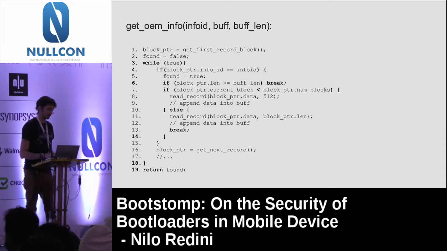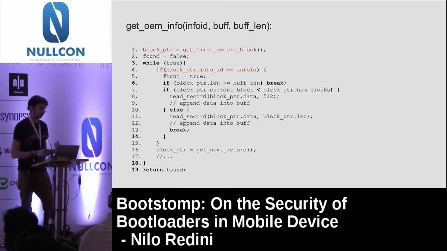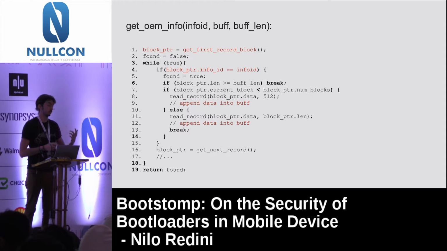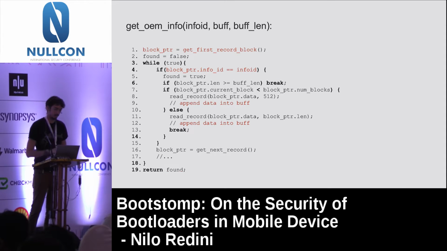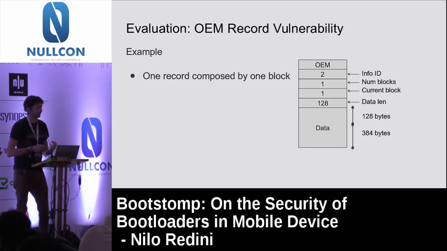What this function does is that it retrieves the very first block from the record file. It iterates through each one of these blocks until it finds the block containing the wanted info ID. And then it just copies the data from these blocks to the provided buffer. And eventually, it returns just a flag. Okay, let's see a couple of examples to understand how this function works.